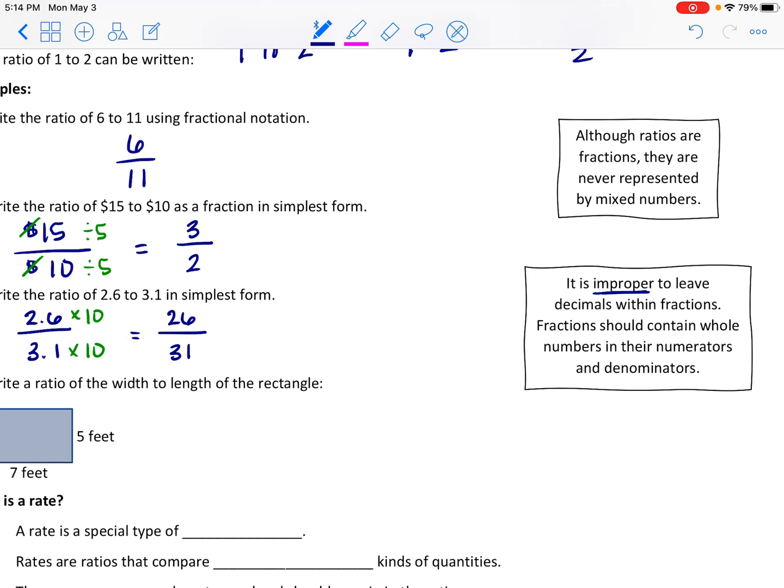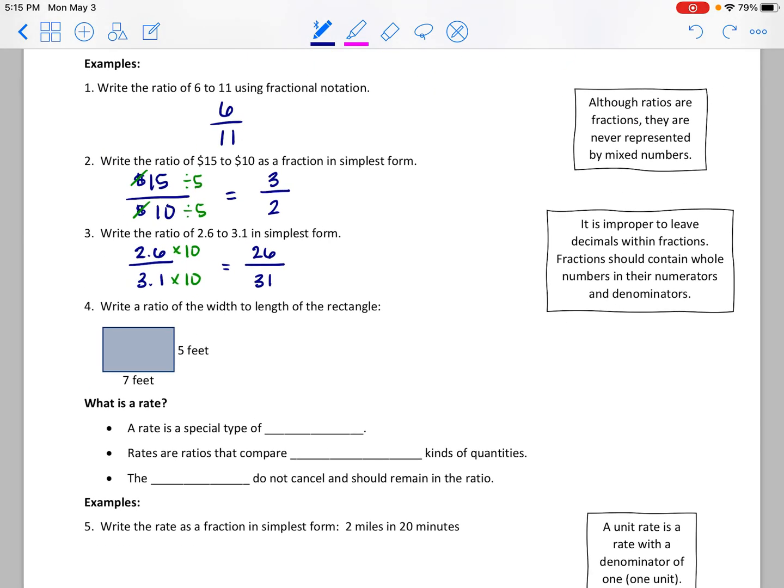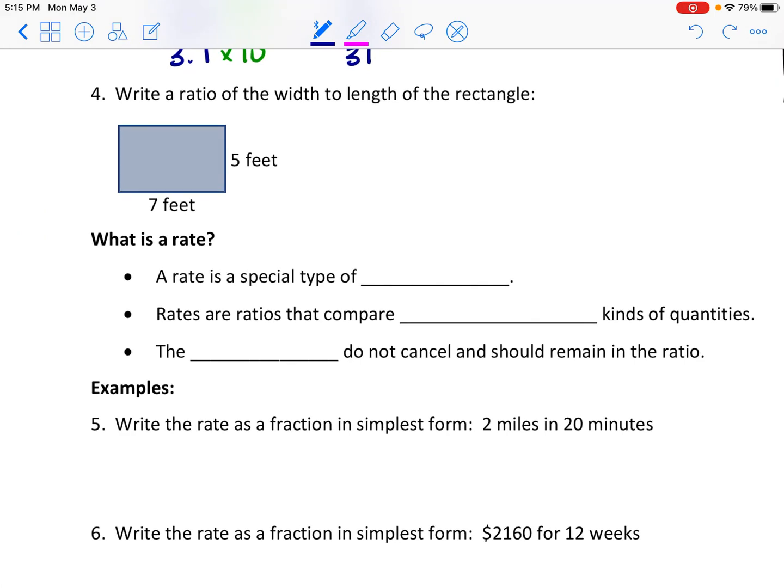So it's improper to leave decimals within fractions, so fractions should contain whole numbers in their numerators and denominators. Okay, and I don't have one occur here, but even though we can write ratios as fractions, and fractions are sometimes represented by mixed numbers, ratios are never represented by mixed numbers. So ratios are never represented by mixed numbers. So we strictly will use fractions, proper fractions, or improper fractions. Okay? Just wanted to make sure I pointed those two things out.